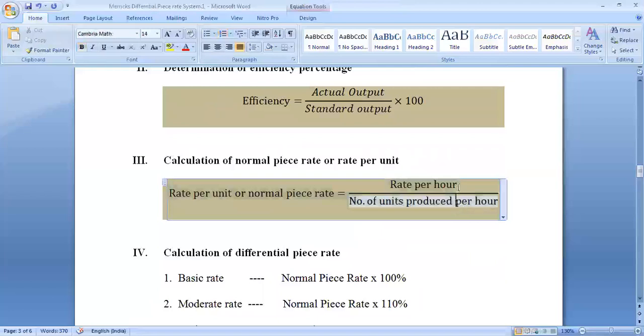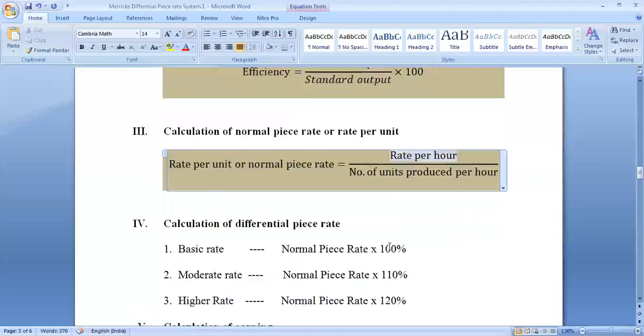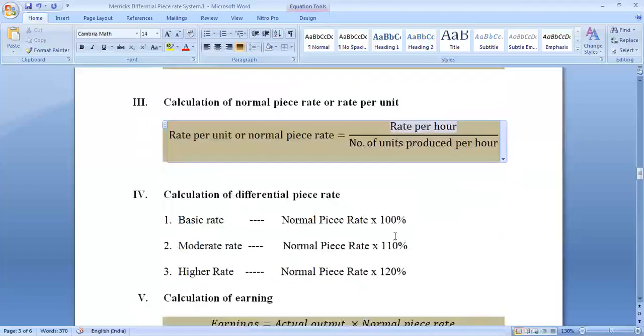Rate per hour will be given. If rate per hour is not given, and rate per minute or rate per day is given, we have to convert that into hours and take the data accordingly. Next, the fourth step is calculation of differential piece rate.